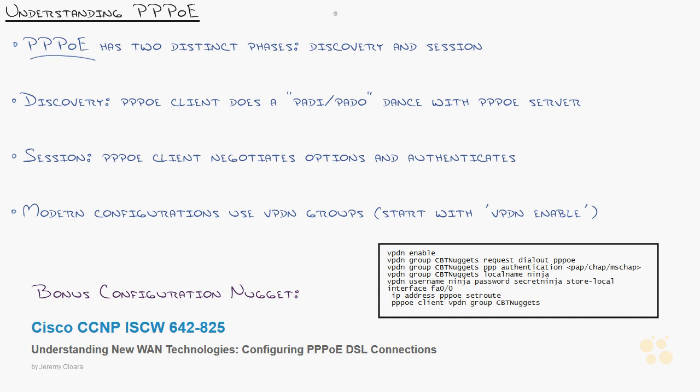So PPPoE has 2 distinct phases: discovery and session. Discovery is essentially the Cisco router sending out a broadcast saying, hello, who's out there?